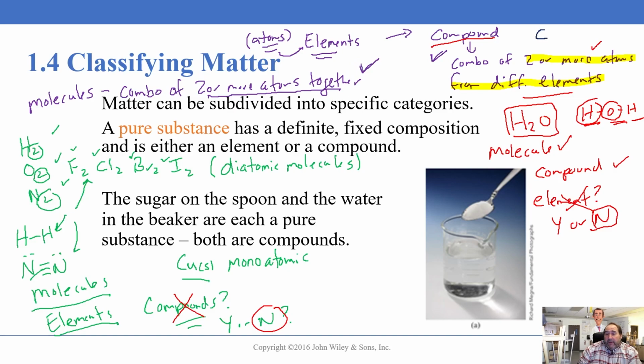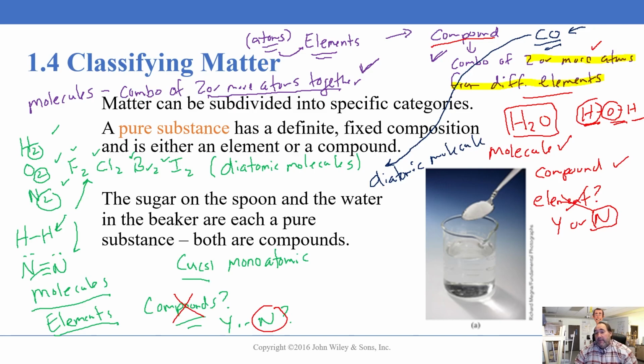For example, if we had carbon monoxide here, which is CO, that is a molecule, two atoms together. That is a compound because it's two different elements together. That is not an element. By the way, just to put a note on it, that is also a diatomic molecule.